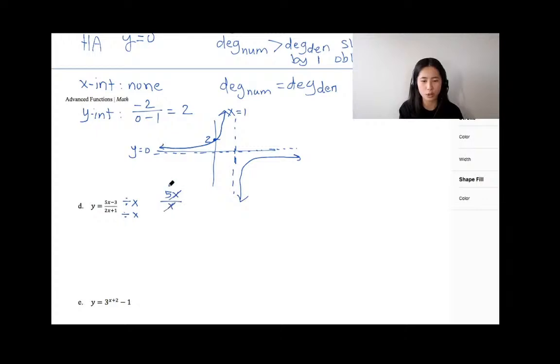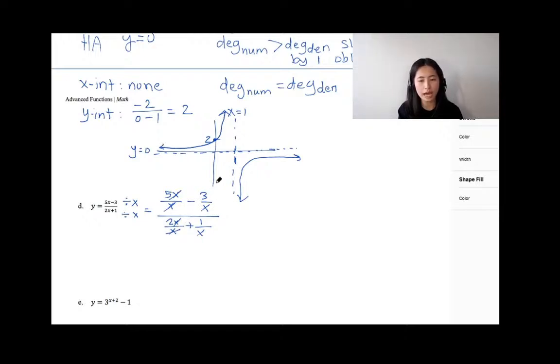Okay. So you're going to get 5, and this is now going to be minus 3 over x, right? Over your denominator, in this case, this would be 2x over x, and this is plus 1 over x. So you know that this is 5 and this is 2.